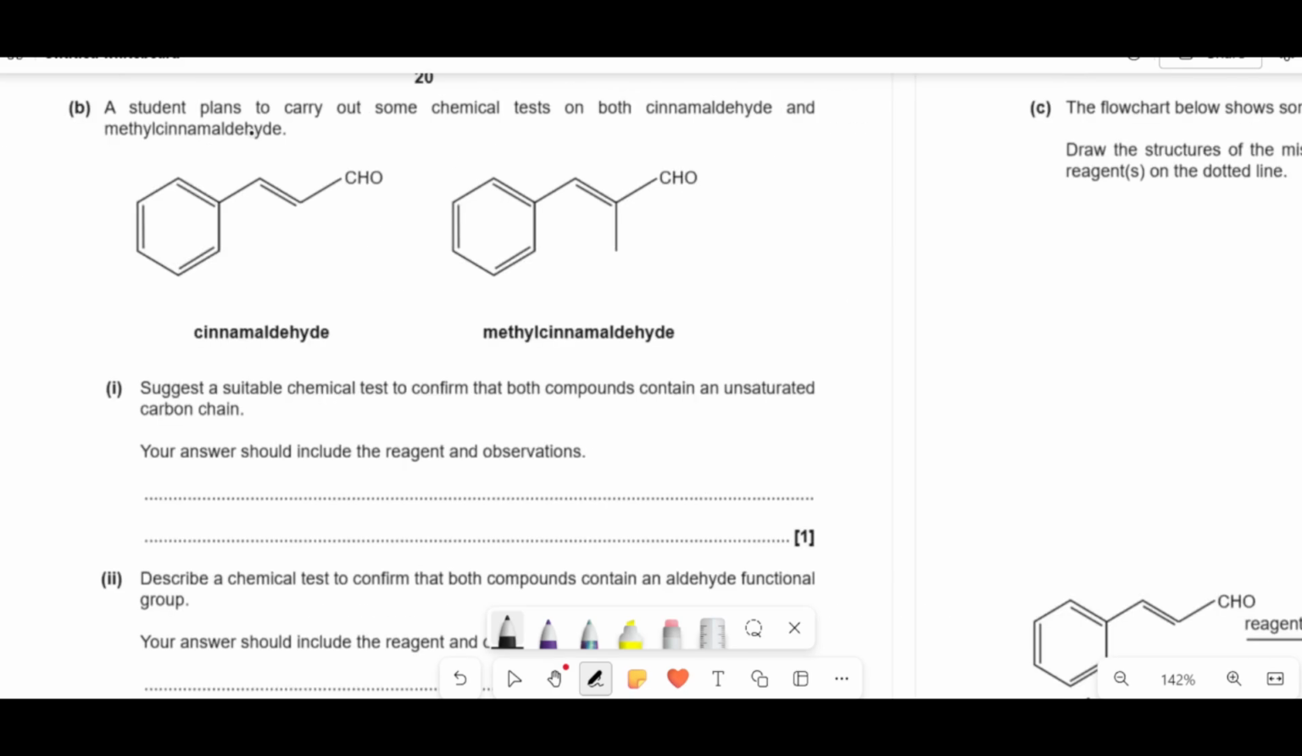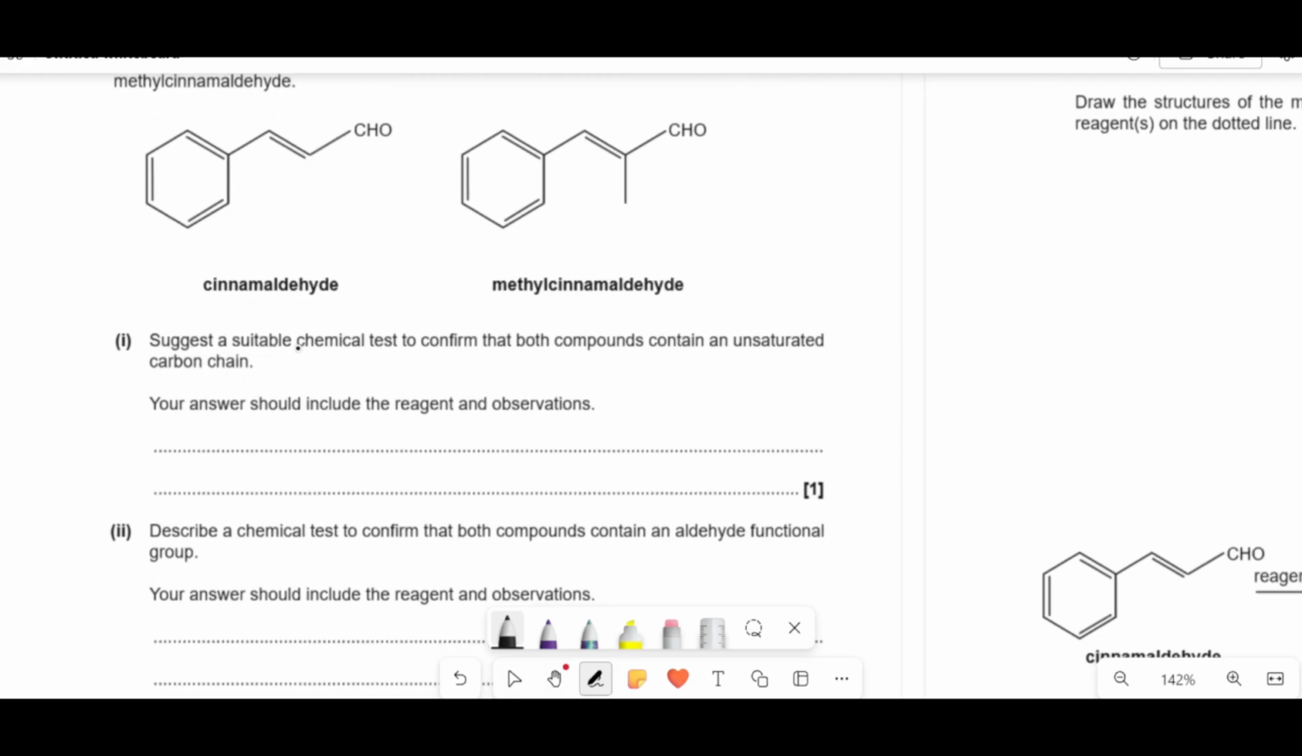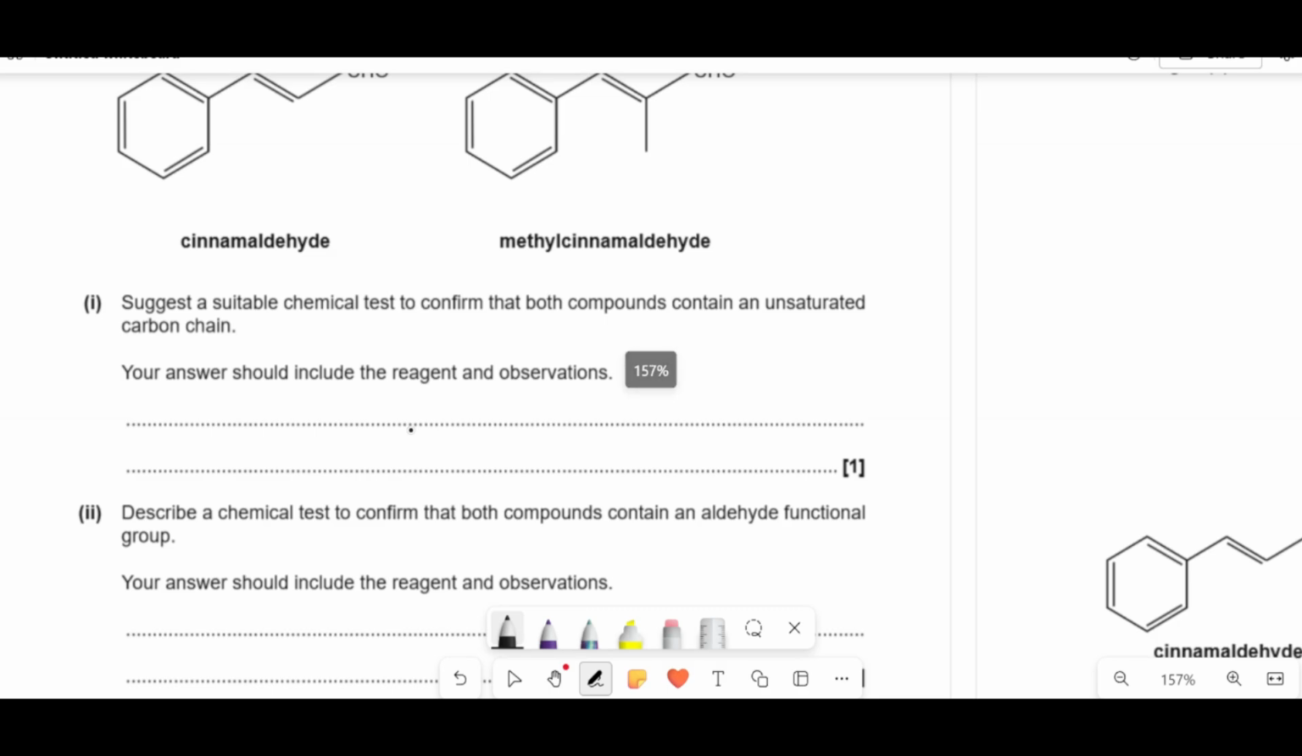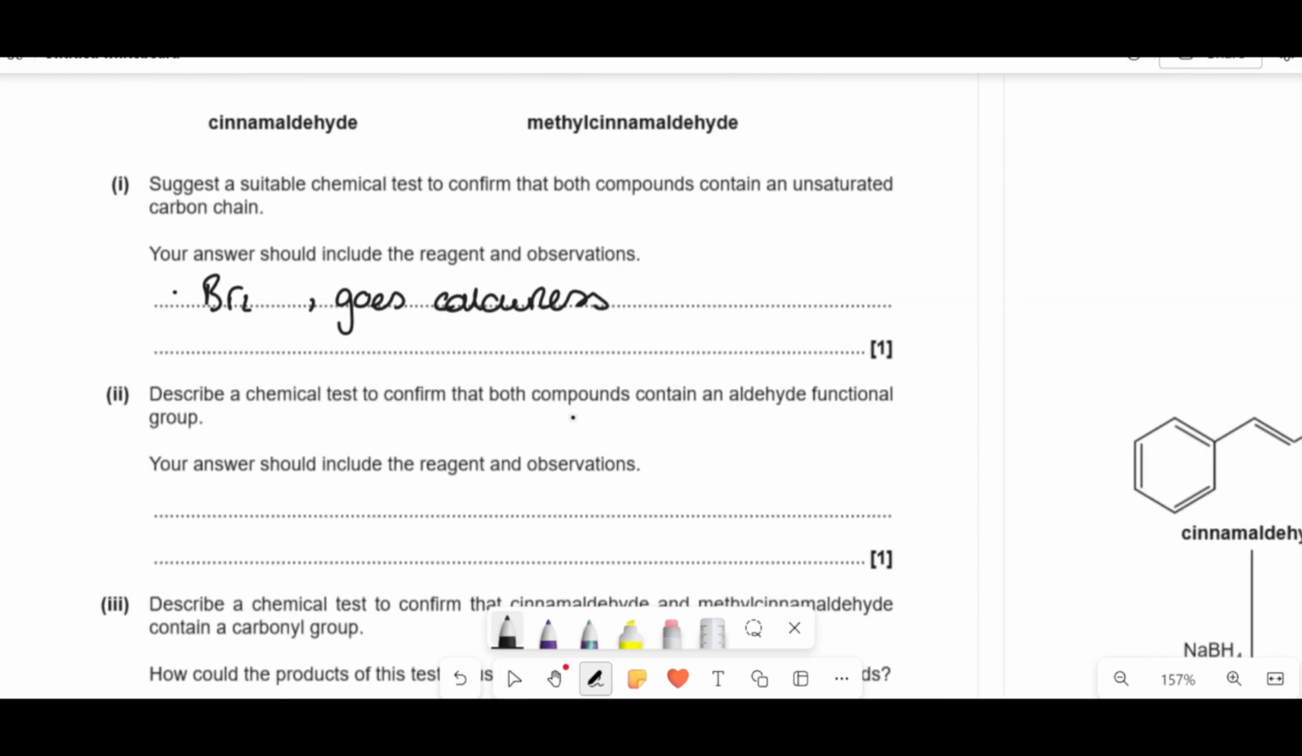A student plans to carry out a chemical test on cinnamaldehyde and methyl cinnamaldehyde. Suggest a suitable chemical test that can confirm that both compounds have an unsaturated carbon chain. Your answer should include the reagent and the conditions. So immediately I'm looking at the C=C and we're testing for that. You add Br2 and it goes colorless from red-brown. There you go. Then it says, describe a chemical test to confirm that both of them contain an aldehyde functional group. We're not just going to add 2,4-DNP or anything like that, because that can give you ketones as well. We're looking for just aldehyde on its own.